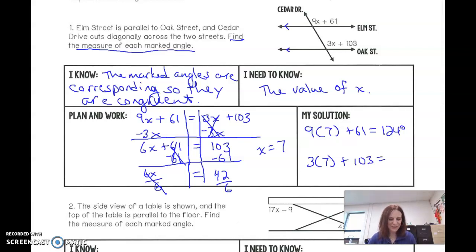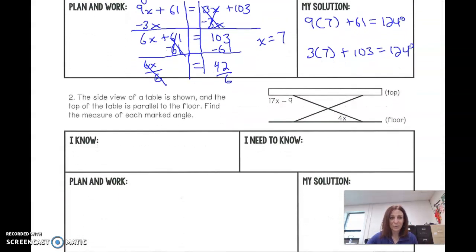3 times 7 plus 103. Hey, and it gets 124. We shouldn't be surprised by that, remember? In fact, I shouldn't even have to do the second one. Why? Because we said right at the beginning they're corresponding, so they have to be equal to each other. 124 and 124. All right, so let's look at another example.